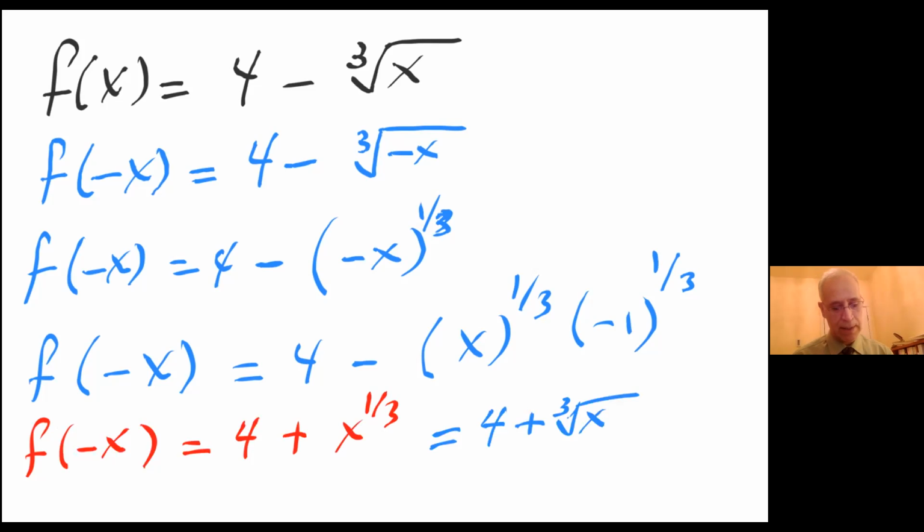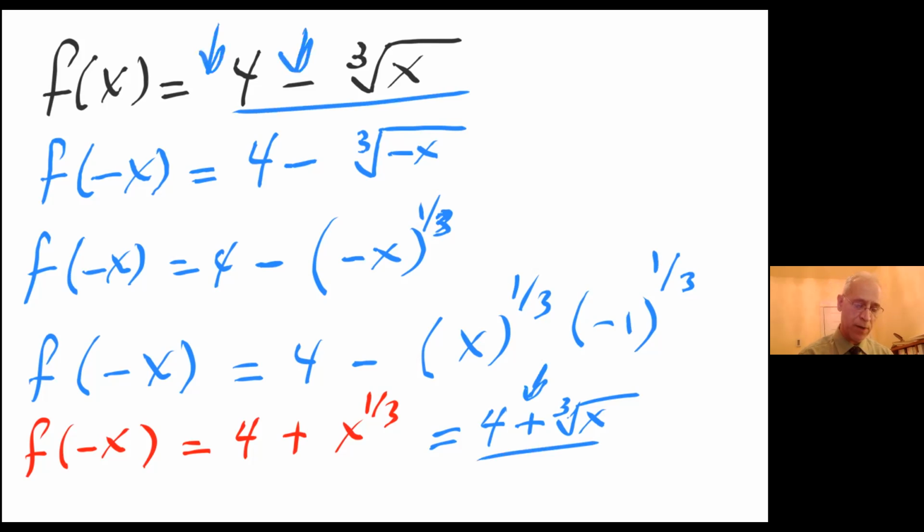So is this function even? No, because this is not the same as this. Is it odd? No, because although this plus is opposite of minus, this 4 right here is positive, and so is this 4. So this function is neither.